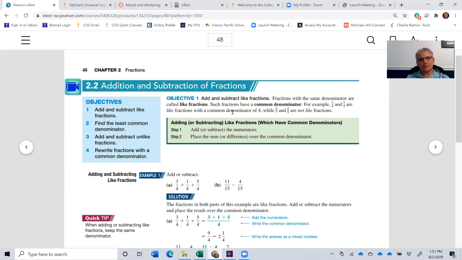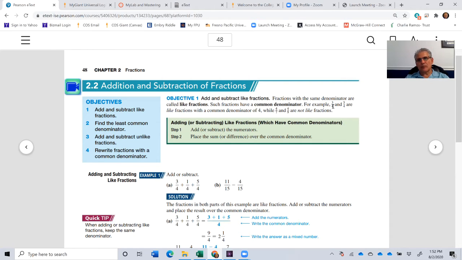Section 2 of Chapter 2 reviews addition and subtraction of fractions. Add and subtract like fractions. When we say like fractions, we're talking about those fractions that have the same denominator. Fractions with the same denominator are called like fractions. Such fractions have a common denominator.